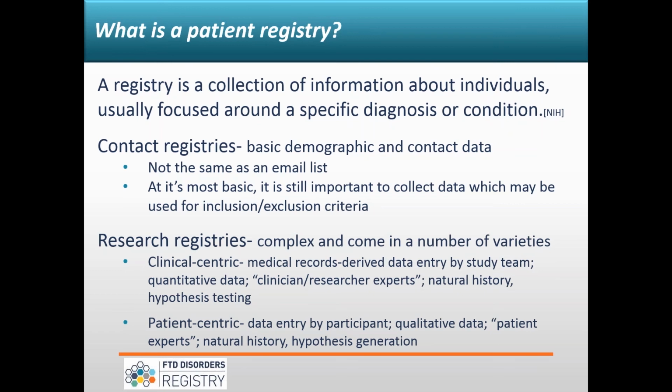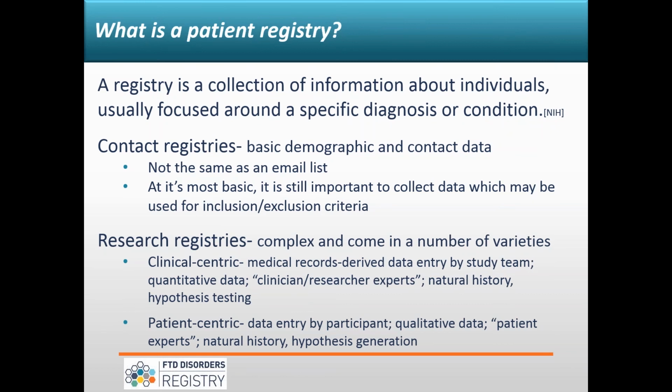And this type of data is very often qualitative. Qualitative data really means descriptive data. It's more how and why and describing something than it is actually measuring with a yardstick. It's very rich data, which is quite informative when it comes to assessing impact of a disease on a person or their family. And in this sense, the patient-centric registry, the patients themselves or their family members and caregivers are the experts.